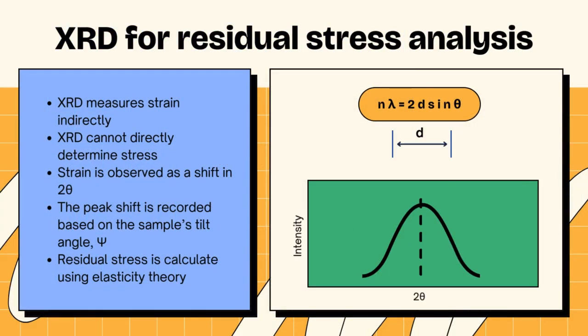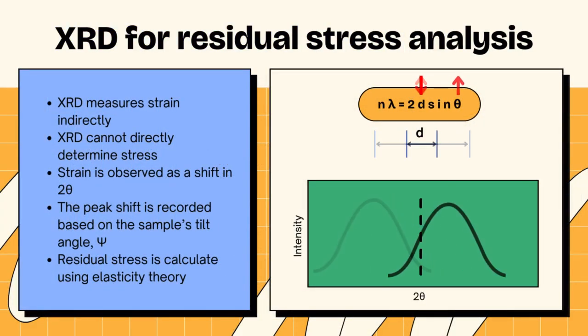According to Bragg's law, d is inversely proportional to sin theta. These shifts are recorded as a function of the sample's tilt angle. Residual stress is then calculated using elasticity theory.